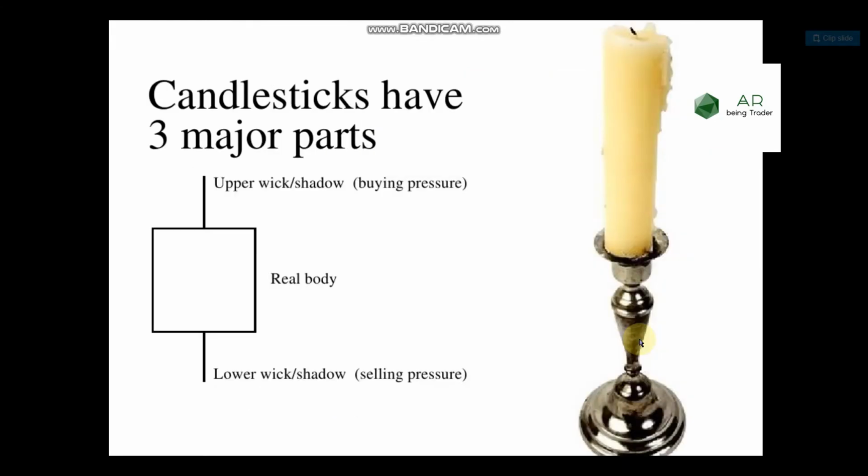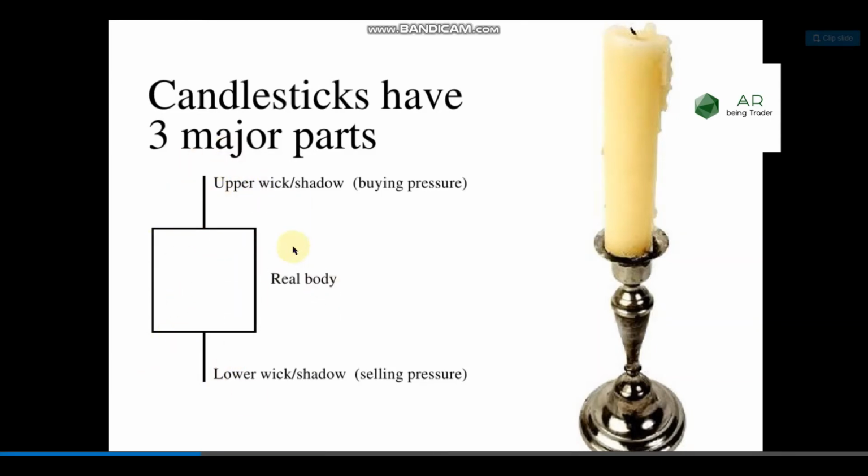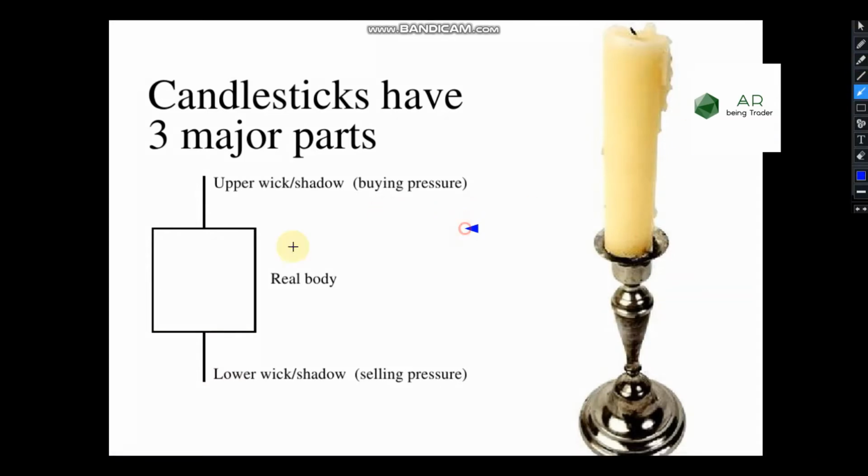Now let us see here. In candlesticks, there are three major parts. One is the body, and the others are an upper wick and a lower wick. Totally, a candle consists of three parts: one, two, and three. This whole is the body, and this is a wick, an upper wick and a lower wick. We can call wicks a shadow also.